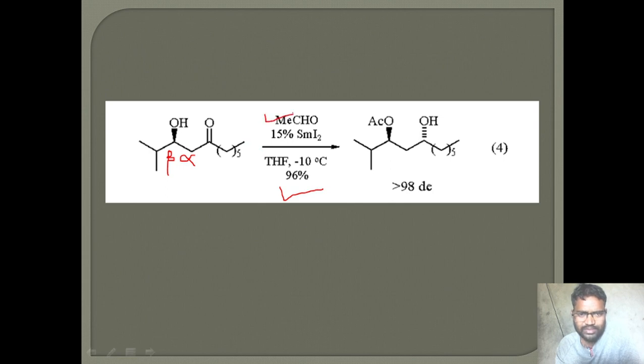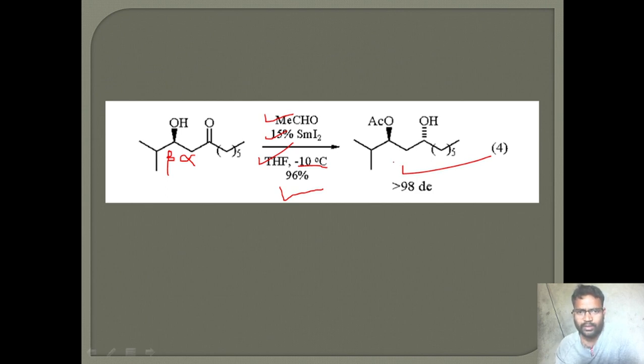Acetaldehyde is the reagent, and in the presence of samarium iodide this reaction takes place. The solvent that we have to take is tetrahydrofuran. The temperature is minus 10 degrees Celsius. This is the reaction condition. In the presence of this reaction condition, there is a formation of this particular compound, and we are going to discuss how we got this product.